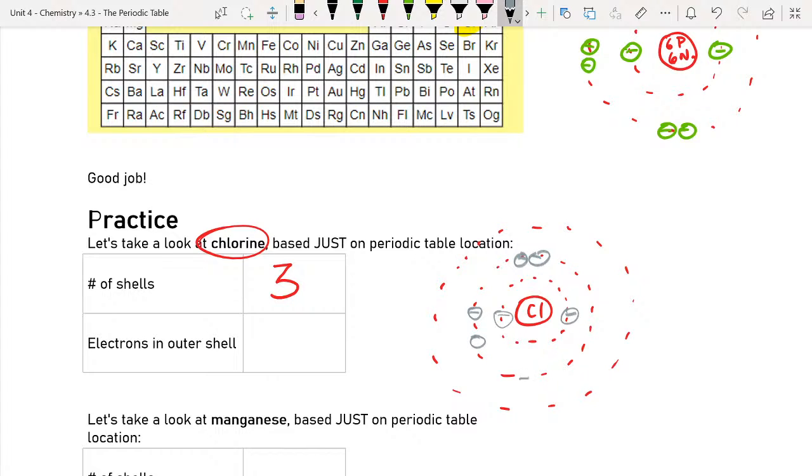By the way, would you ever make such a disgustingly messy Bohr-Rutherford diagram? Yes. You most certainly would not.